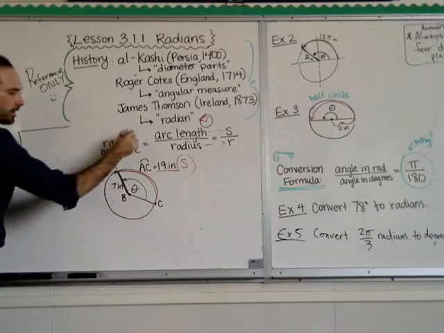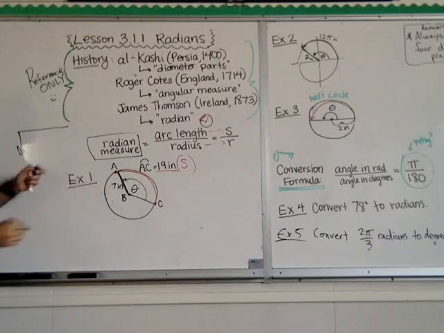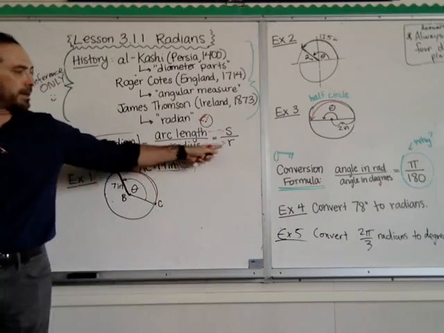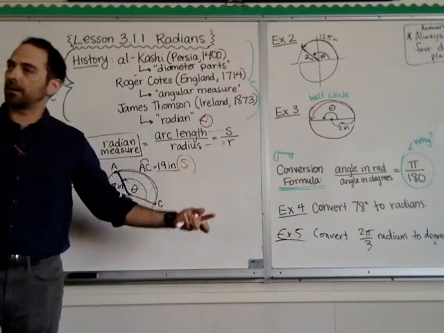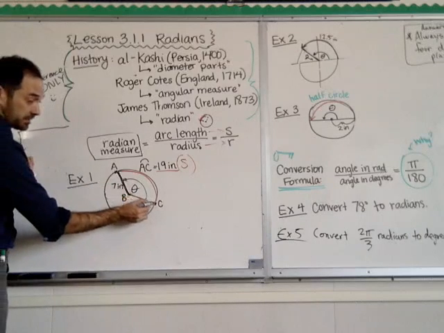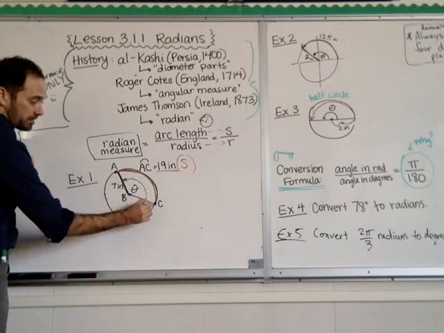The way that we find our radian measure is by taking the arc length, which we denote as s, and dividing it by the radius. It's just the arc length divided by the radius. So let's see if it's as easy as it seems. What is my arc length right here?